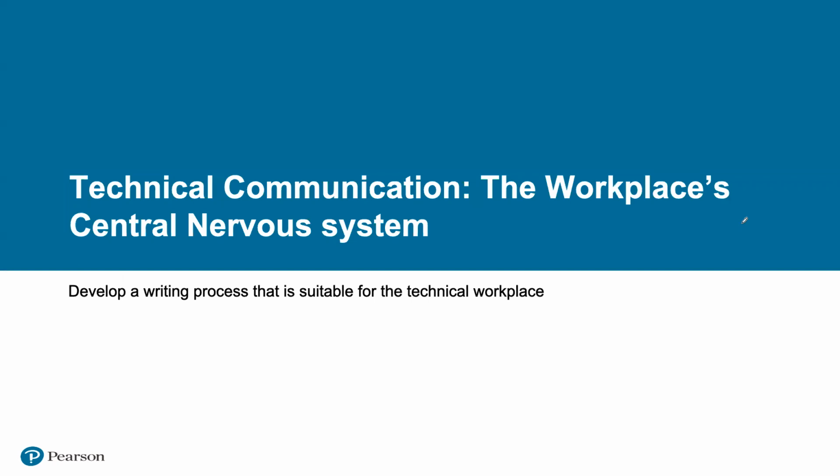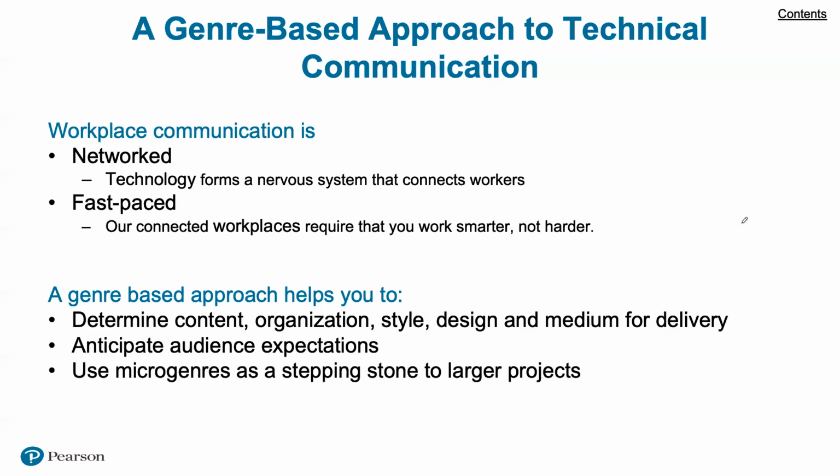clear messages. Technical communication is really the workplace central nervous system, if you think of an analogy with the human body. We're going to be helping you develop a writing process that is suitable for the technical workplace. Workplace communication is networked. You will have people that are located with you, and you'll have people that are distributed. Technology forms a nervous system that connects the workers. It's fast-paced. Our connected workplace requires that you work smarter, not harder.